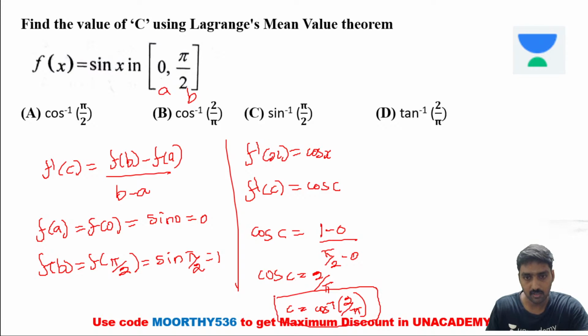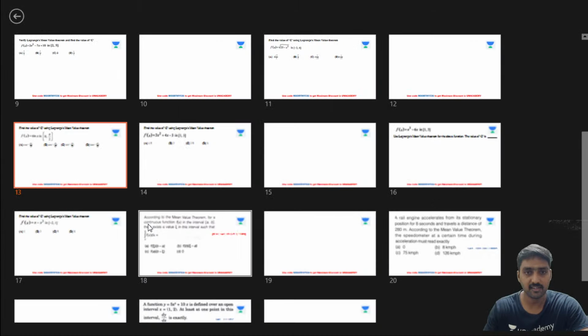As per the limit, 2 divided by pi lies in between 0 and pi by 2, as per Lagrange's mean value theorem, and the solution for this question is cos inverse of 2 divided by pi. It's B. Your option B is the right answer. Okay, I hope it's clear. Now we are going to discuss a few previous year questions from Lagrange's mean value theorem. Then you will get some idea about the theorem.